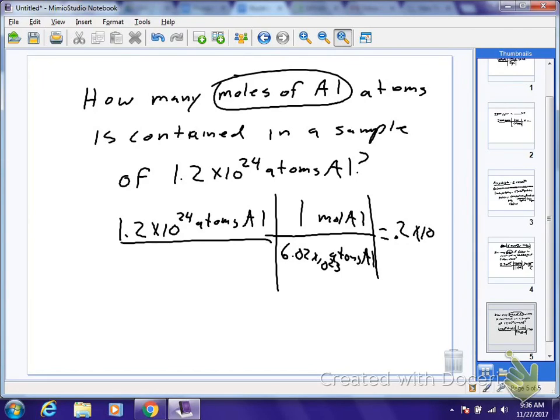times 10 to the, so it's 24 minus 23. 1, right? So times 10 to the first. So if I would rewrite that, what would it be? 2. So that would be 2 moles of aluminum atoms. Okay? And that's all you do. So I have 2 moles of aluminum atoms.